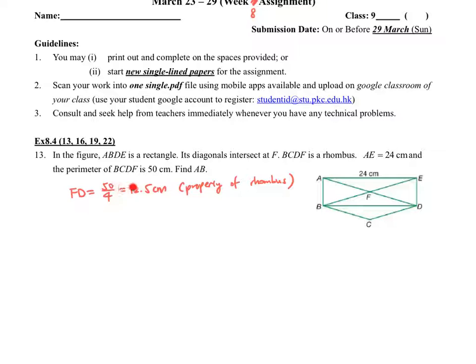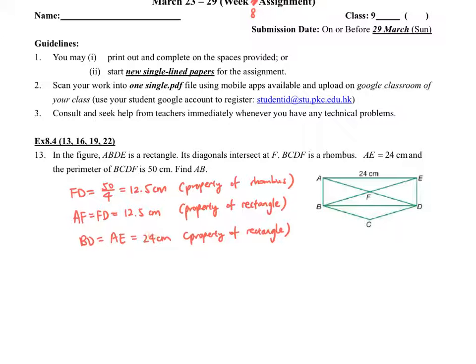First step, writing FD equals 12.5 cm. It is due to the property of rhombus. Next, inside a rectangle, the two diagonals are bisected into 4 equal parts. So you can claim AF equals FD. This is a property of rectangle. Next, BD equals AE. This is also a property of rectangle.